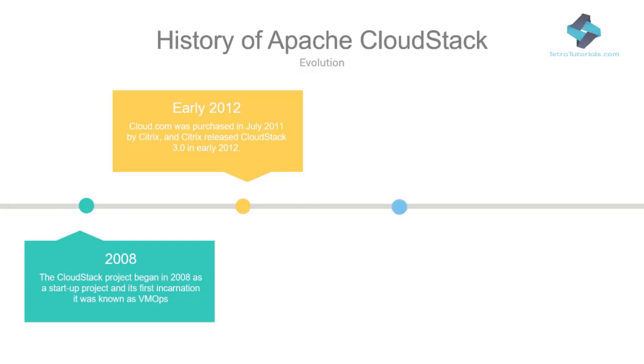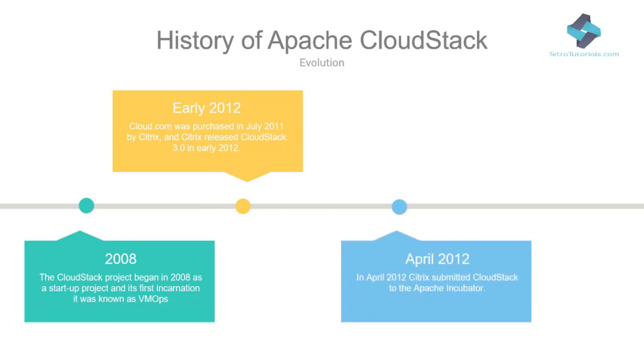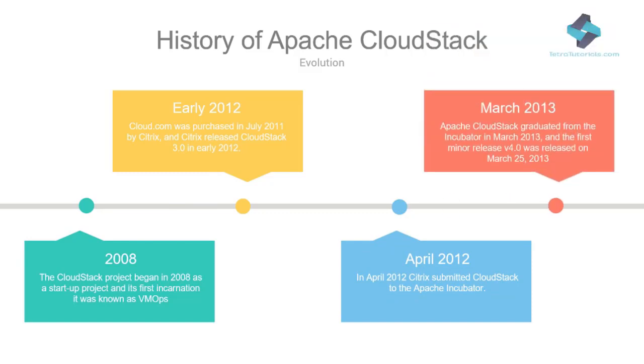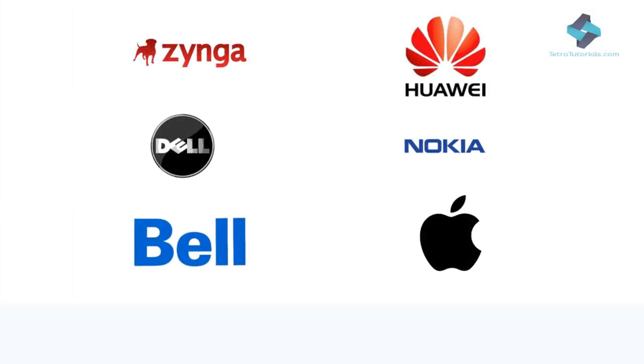In April 2012, Citrix submitted CloudStack to the Apache incubator. Apache CloudStack graduated from the incubator in March 2013, and the first major release, version 4, was released on March 25, 2013. Apache CloudStack is a mature and feature-rich framework, and it enjoys the support of many well-known names in the technology world.